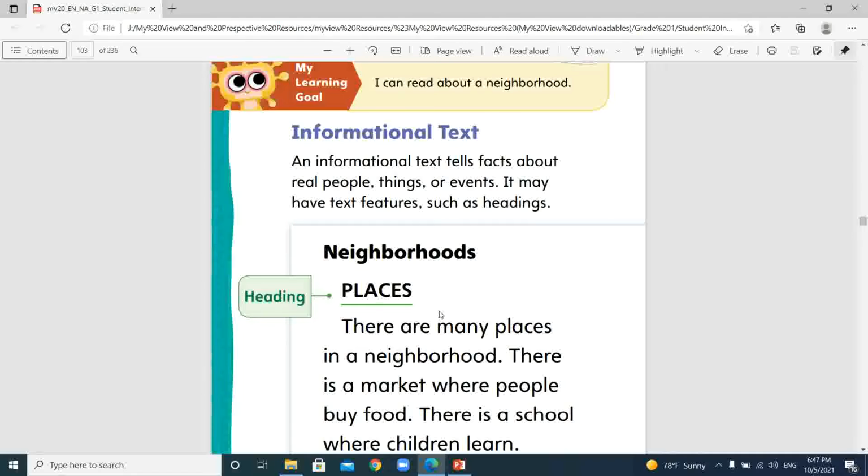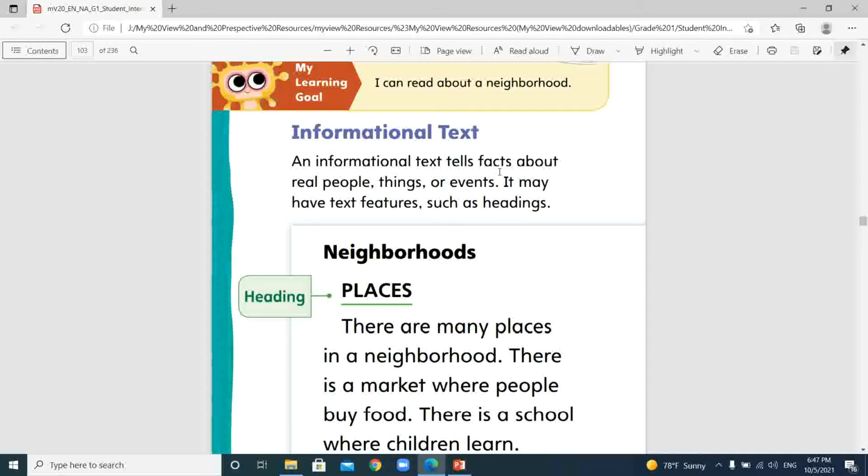Today, we'll be reading a different type of story. This week we have something called informational text. In an informational text, it's a story that tells you facts. The word facts means that it gives you real information. It gives you details that are true.